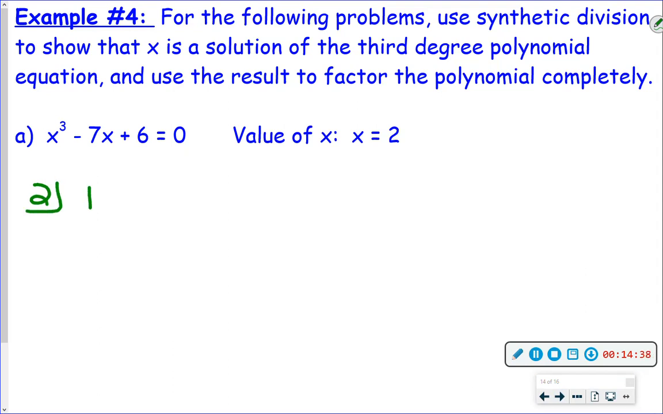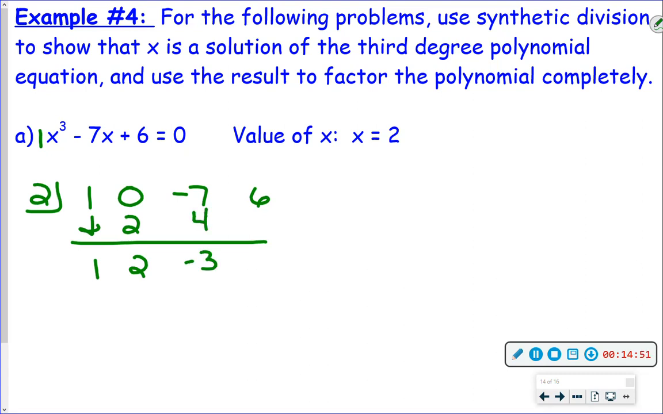Careful here, for my polynomial, you're missing 0x squared. Drop your 1, 2 times 1. We're going to add those. 2 times 2, add. 2 times negative 3, add. All right, good news. We got 0 remainder. If we didn't, we have a problem, okay? So I'm going to recover this polynomial, 1x squared, because we're down a power from the original dividend, plus 2x minus 30.